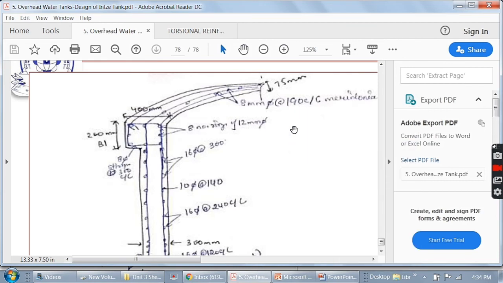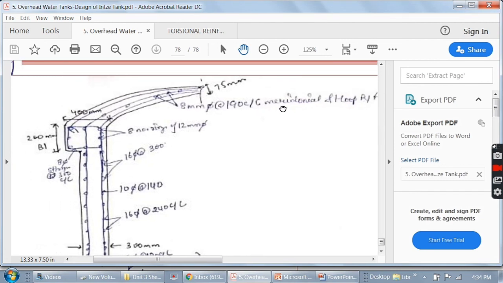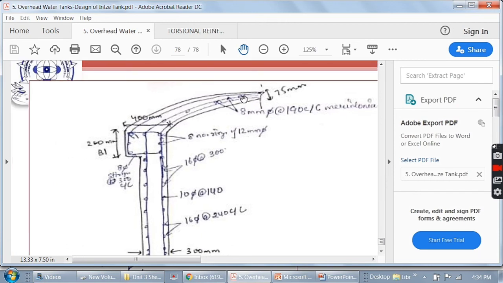So if we move from top, the top dome thickness we had assumed to be 75 mm, and we had made the necessary check for it too. And the diameter and the reinforcement which we got was 8 mm dia bars at 190 mm center to center in meridional and the hoop directions. So this is the meridional direction, and these dots are showing you the hoop direction.